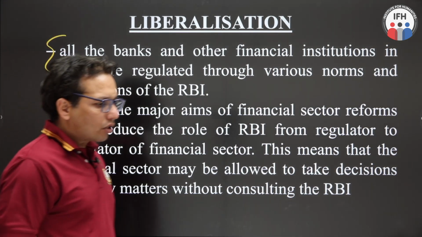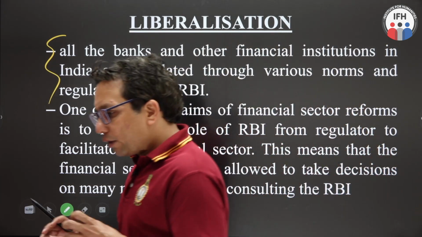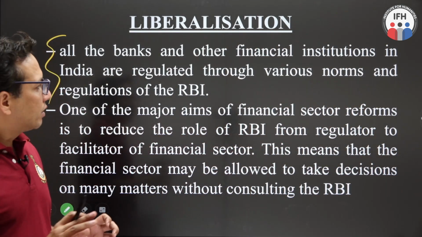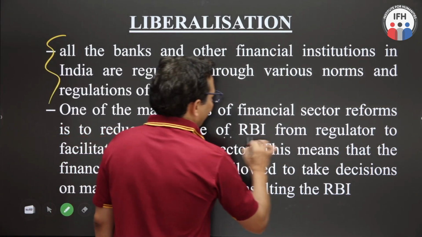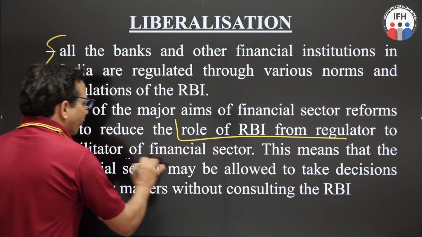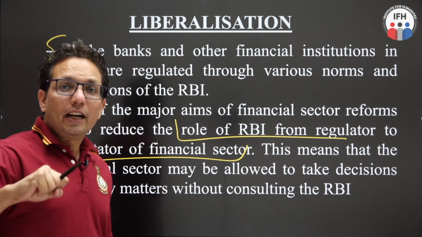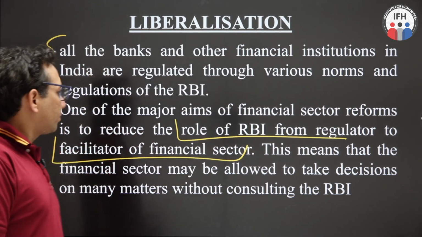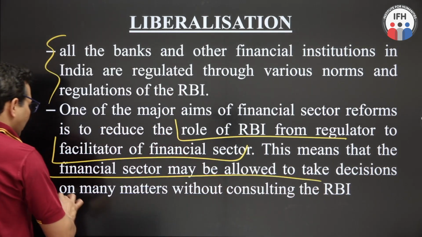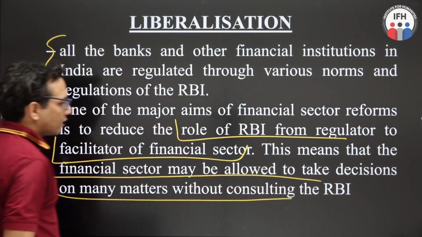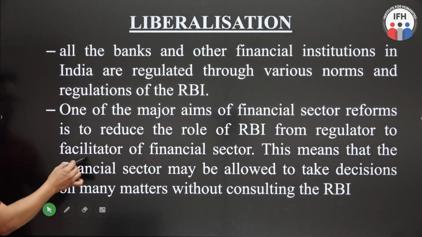Earlier what was happening is all the financial institutions were strictly controlled, strictly regulated by RBI, but those regulations were brought down such that the role of RBI was changed from a regulator to a facilitator. It shouldn't control the things, it should facilitate and should allow the private sector to flourish. This means that the financial sector may be allowed to take decisions on many matters without consulting the RBI. For example, opening up a new branch, no permission of RBI is required.